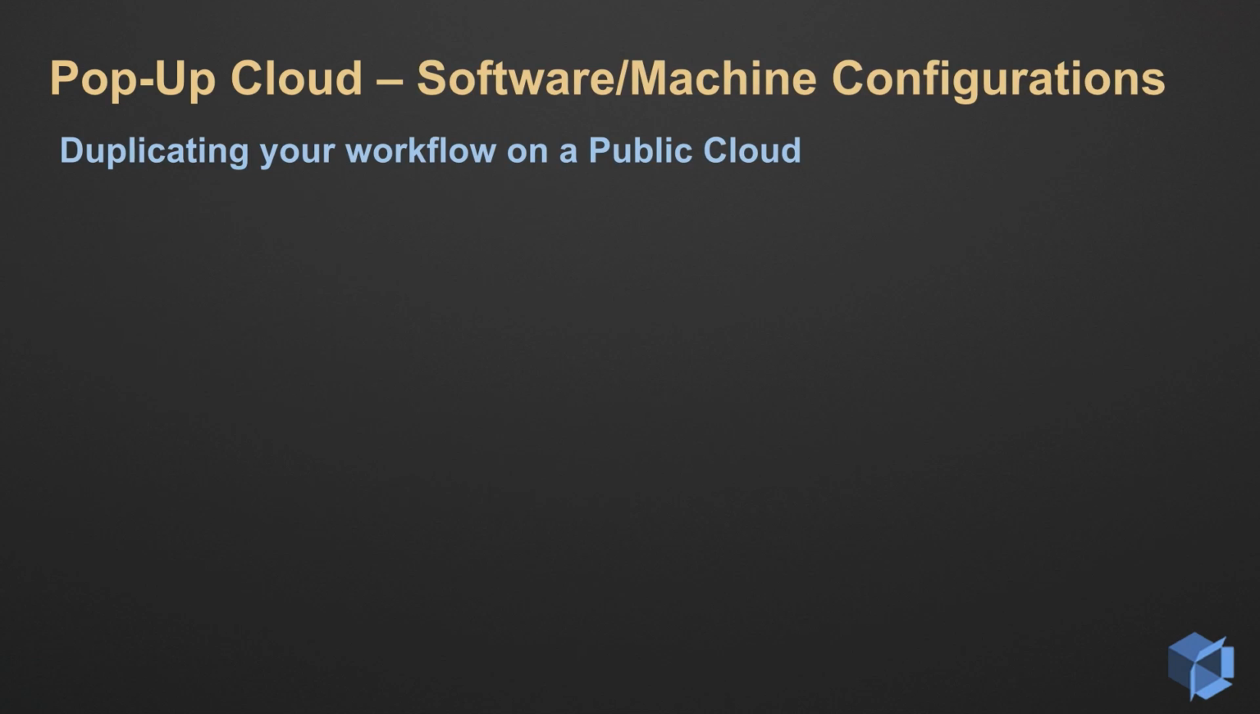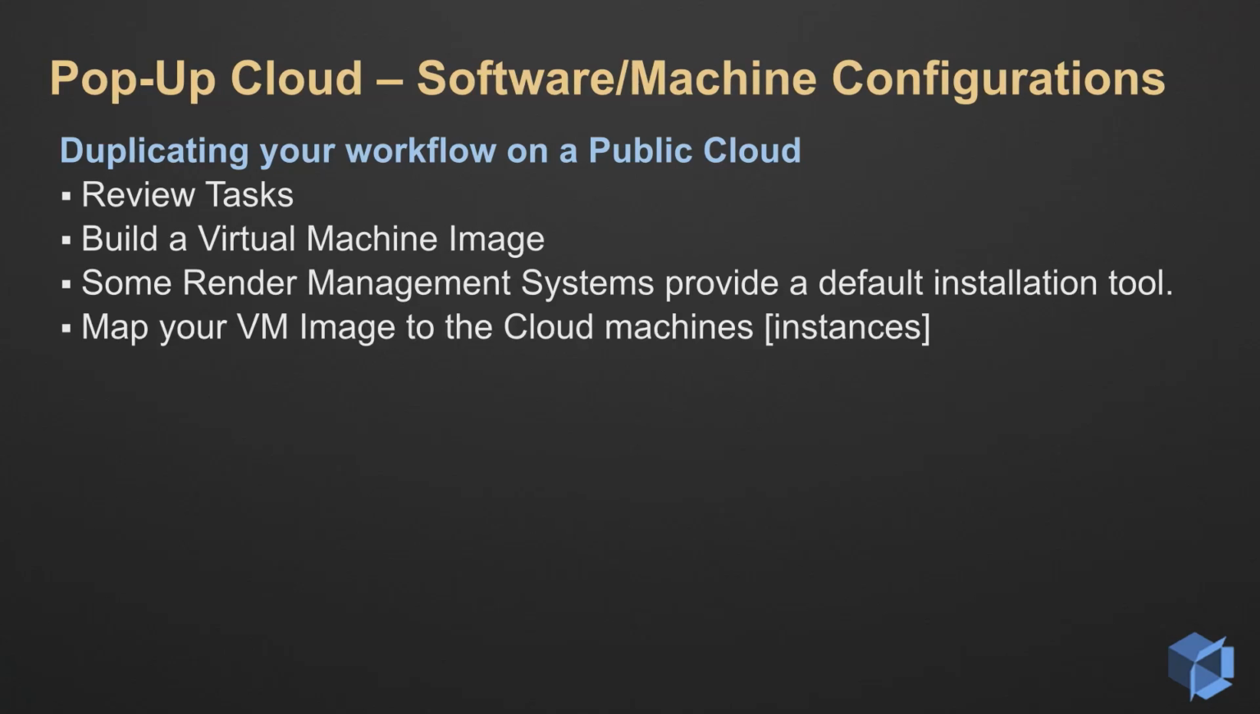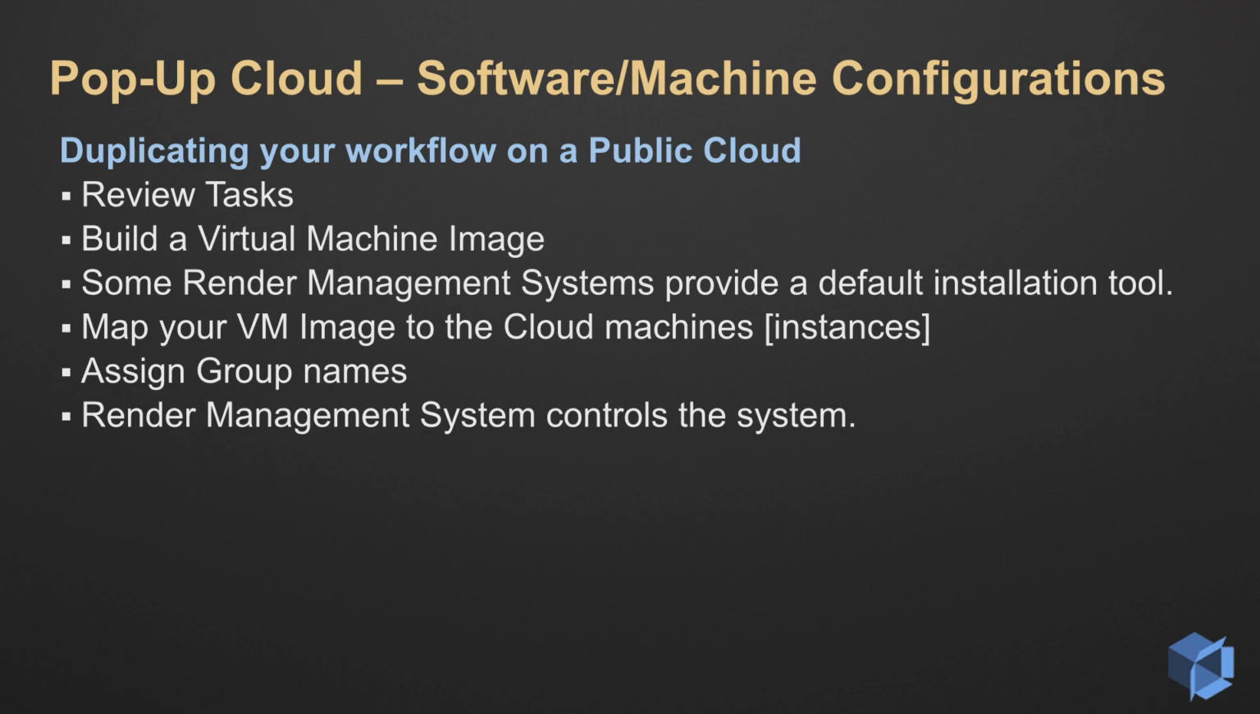So how do you duplicate your local work? The first thing that I tell people is review your tasks, because I can't tell you what is best. I can't say to you, from outside, without knowing your workflow, move all your rendering to the cloud or move all your compositing to the cloud. What you have to do is review the kind of work that you do, where you're spending the most amount of time waiting for some result, where you need to iterate really quickly, and where it makes sense. So you need to review your own tasks. Then you need to build a virtual machine image with the software that controls those tasks. And that can be done by your IT staff, or some render management systems provide a default installation tool like Google Deadline Cloud Wizard, support for Google, which builds a virtual machine image and environment for you on the fly.